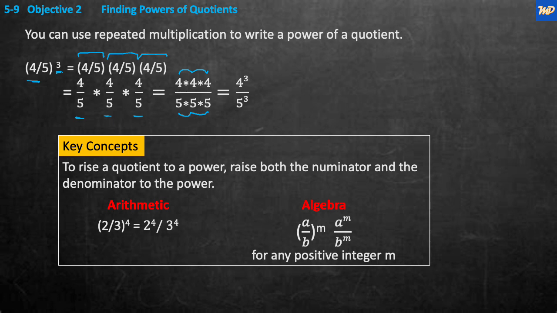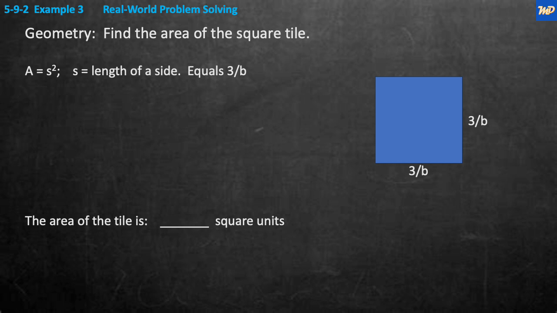Arithmetically, 2/3 to the 4th power is the same as 2 to the 4th divided by 3 to the 4th. Okay? Okay, example 3, which is a real-world problem. It says in geometry, find the area of a square tile. So this is a square, not a rectangle.